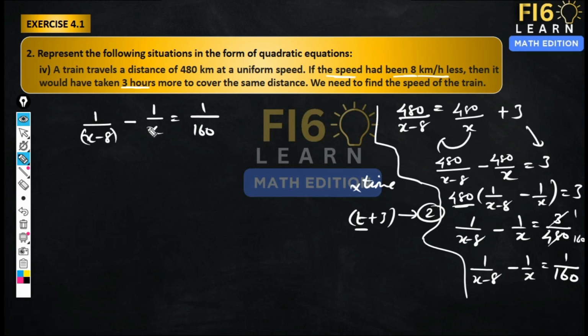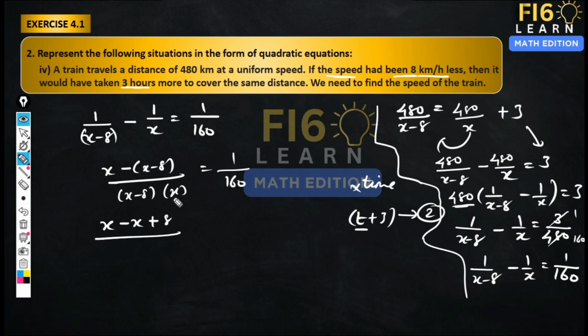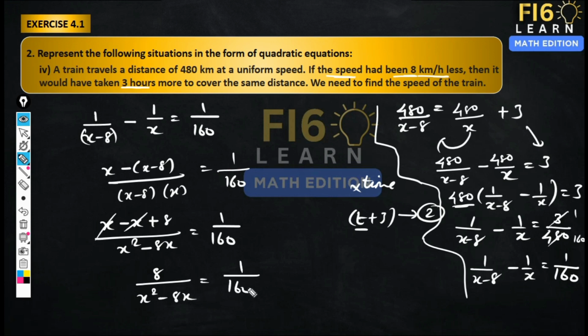Now you can cross multiply this. 1 into x will be x, and minus 1 into x minus 8 will be minus x minus 8, and here you will get x minus 8 into x is equal to 1 by 160. So I have done just cross multiplication here. Now you can take the negative sign inside. You will get x minus x plus 8 divided by x into, this will be x square. X into minus 8 is minus 8x, equal to 1 by 160. These two will get cancelled, and we will be left with 8 divided by x square minus 8x is equal to 1 by 160.